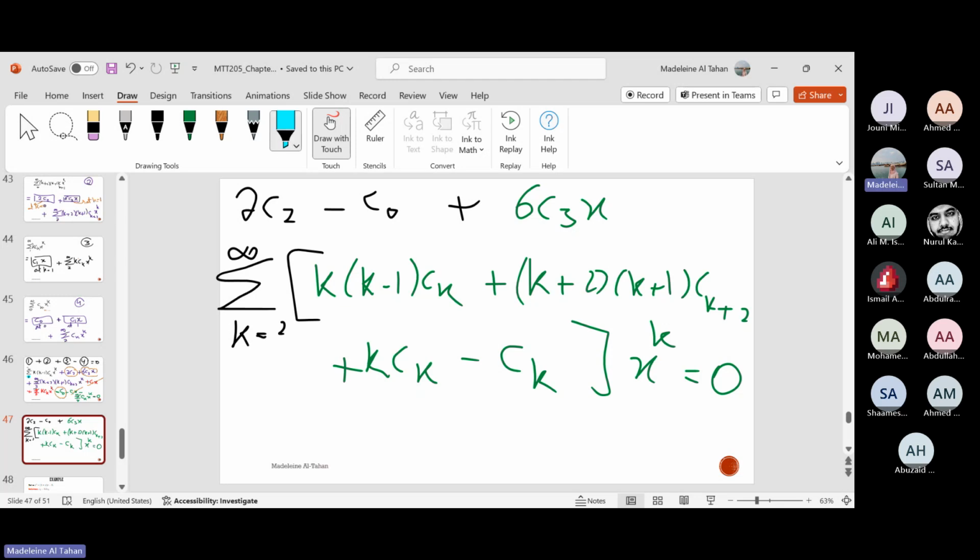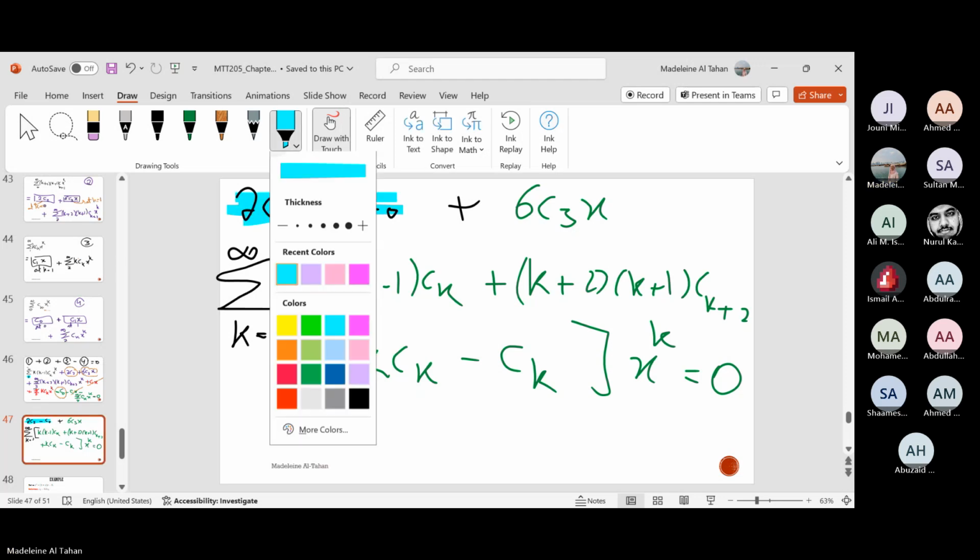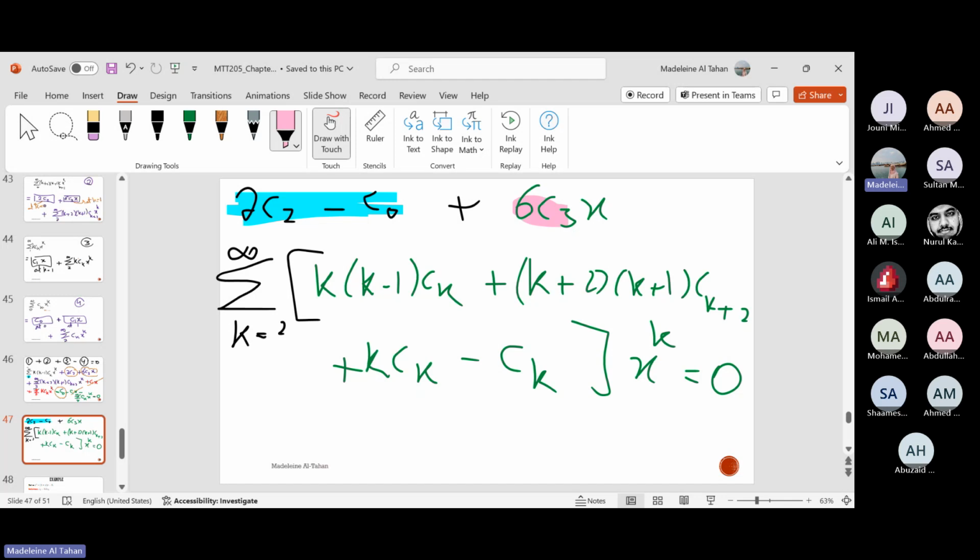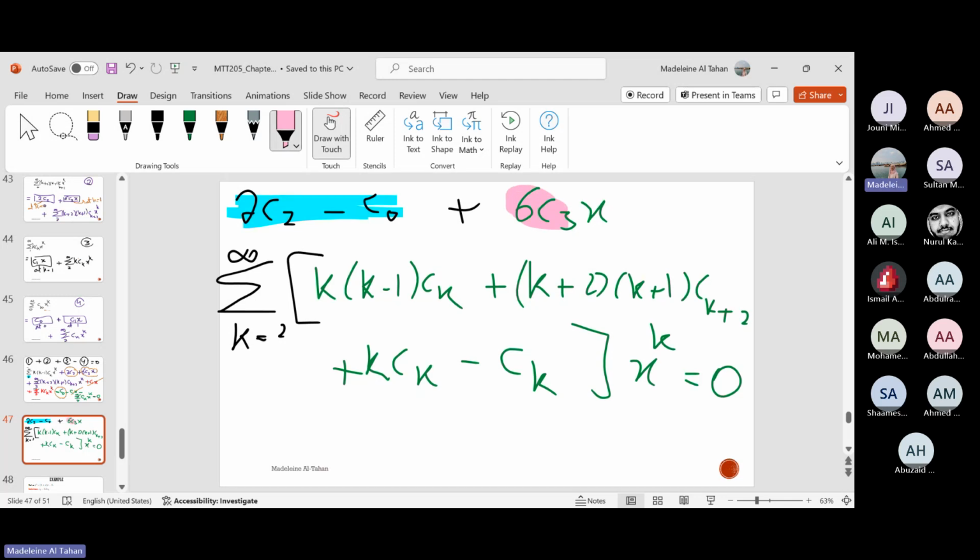We have now a series equal to 0. This is the constant, right? This is the coefficient of x. And this one is the coefficient of x power k. So each of these, it should be equal 0. Do we agree? Yes.